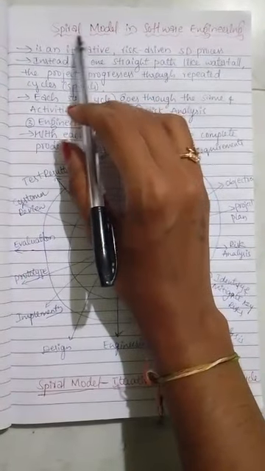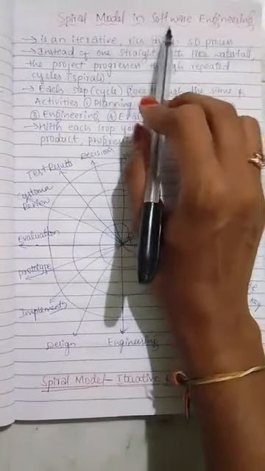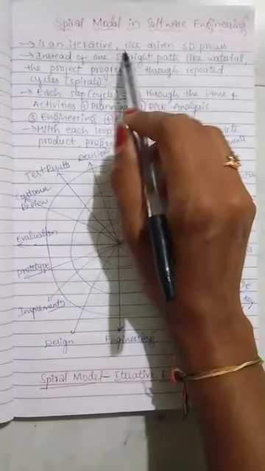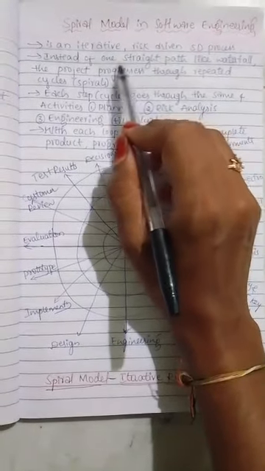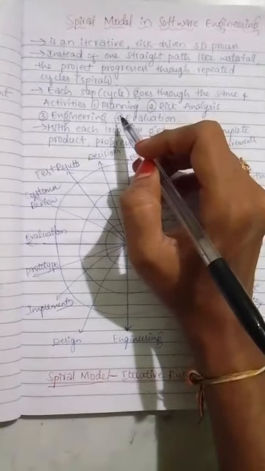Hello everyone. In this video, I'll explain the spiral model in software engineering. This is a very important question and is asked in almost all the question papers. I will explain it in very simple steps that will make it easy to understand.